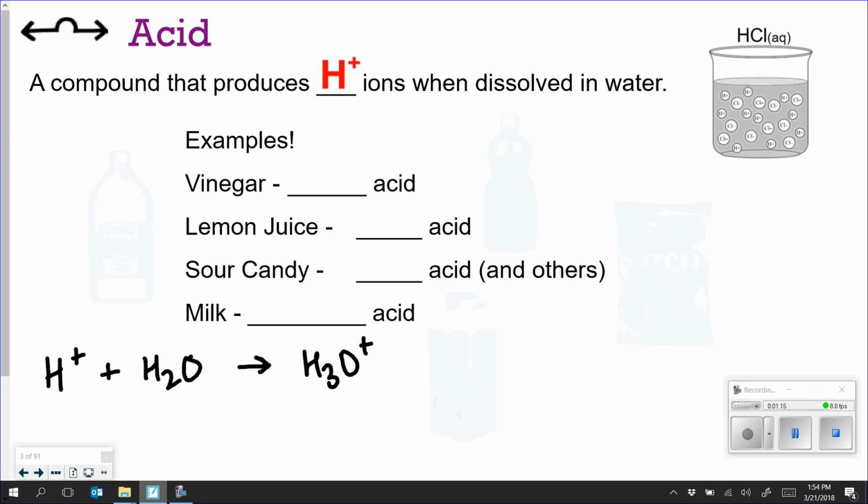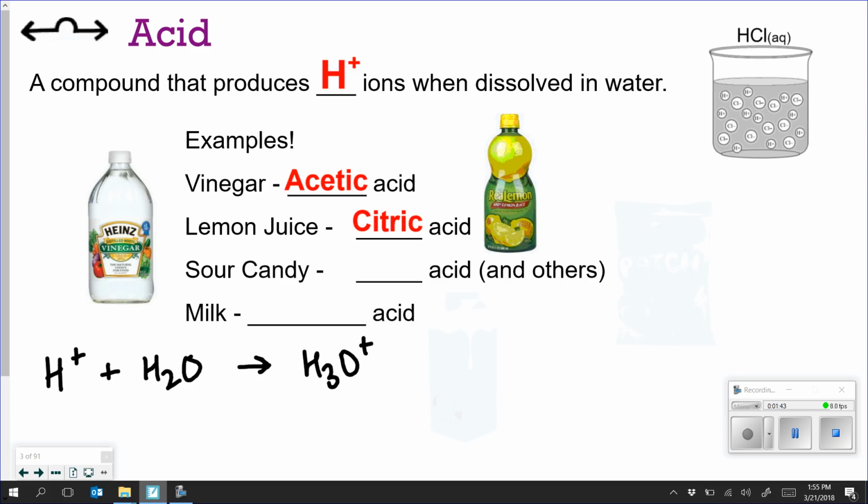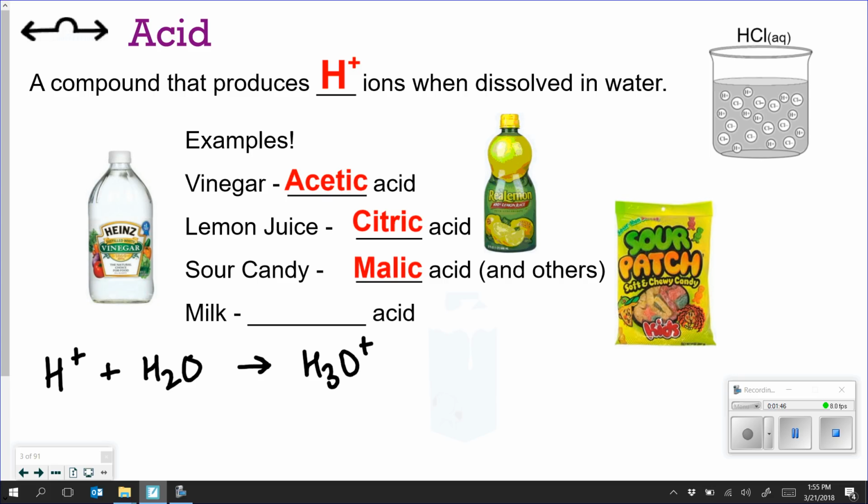If you look at the bottom left, this is a less simplistic version of what's actually happening here. You don't just have those hydrogen ions floating around in the water. In reality, they react with the H2O molecules of the water and produce H3O+, which is hydronium, one of the polyatomic ions that you learned earlier in the year. Some examples of acids that you're going to come across are vinegar, which is acetic acid, lemon juice, citric acid, sour candy, malic acid, and milk, lactic acid.